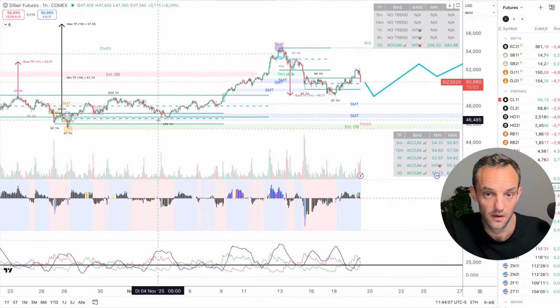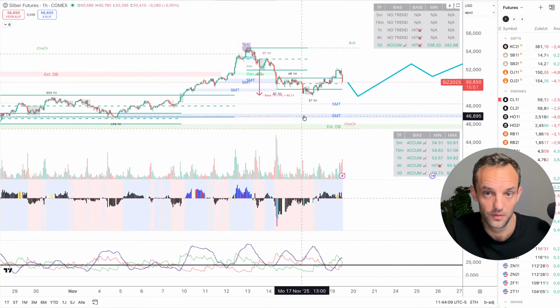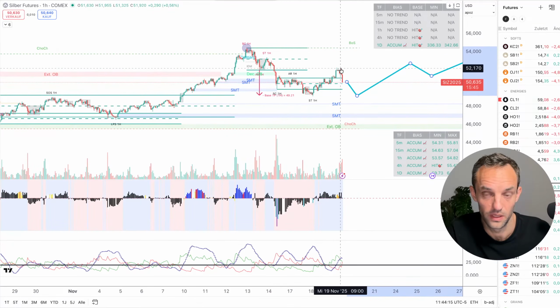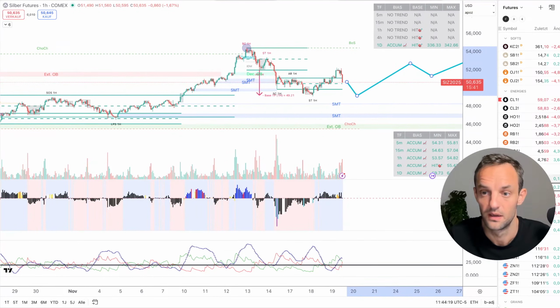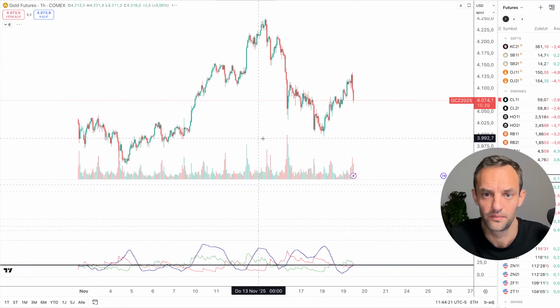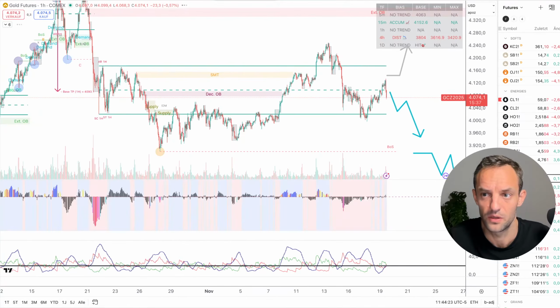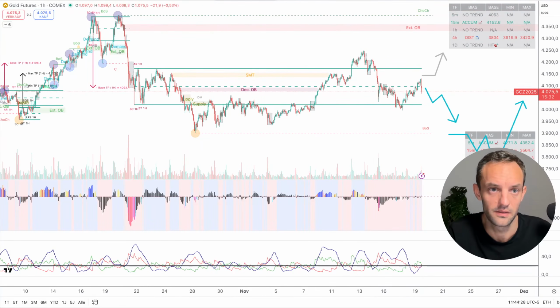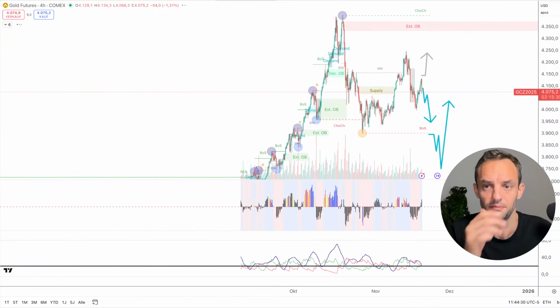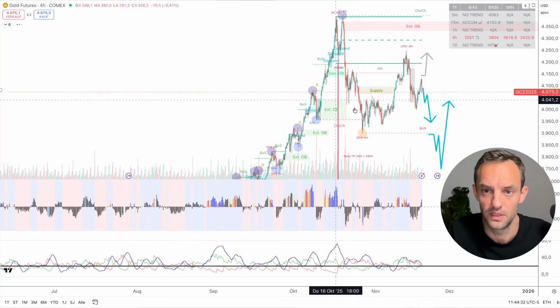Sellers are trapped from my point of view. Sellers are trapped here. They cannot move the market really, and now we need some more buyers, and then we push this market to the upside. Let's take a look at gold again. Sorry for this back and forth jumping, but let's take a look at my analysis on the 4-hour chart. Is gold really that bearish?